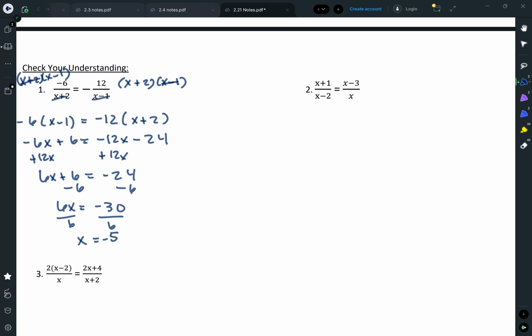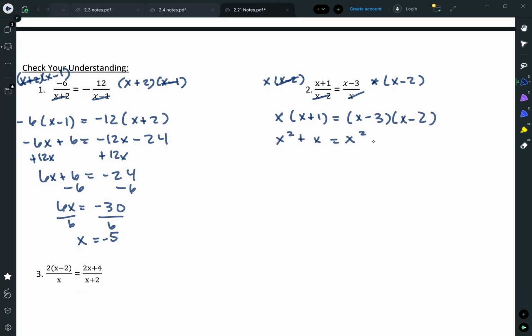Next one, I would multiply by both denominators again, x times x minus 2 on both sides. So on the left, the x minus 2's are gone. We are left with x times x plus 1. On the right, the x's are gone. We're left with x minus 3 times x plus 2. Or sorry, x minus 2. So go ahead and multiply those out. So x squared plus x, and x squared minus 2x minus 3x plus 6. Be really careful distributing. I'm simplifying a little bit on the right.